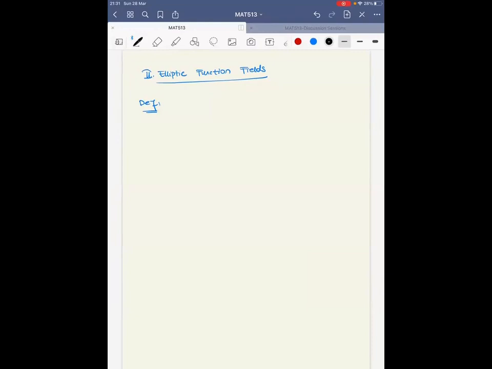In this video and in the next video we will consider the elliptic function fields. As we defined the rational function fields, we will define the elliptic function field in terms of its genus. The function field F is called elliptic if it has genus 1 and if it contains a degree 1 divisor.